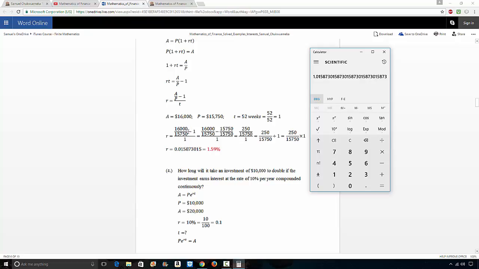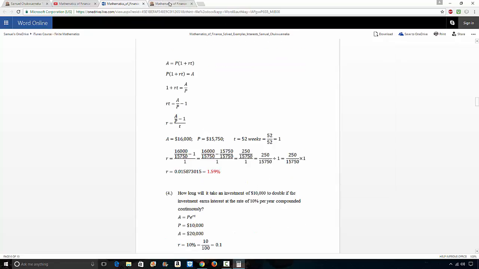So I divided 16,000 divided by 15,750. He gave me this. Then I did minus 1, equal to. Then I now divide by T. Divided by 52 weeks means 1 year, because you have to convert your time to years. Equal to this. And I have to multiply by 100 because they're asking me for the rate. Times 100. And that is it. 1.59%. This is a case of simple interest.